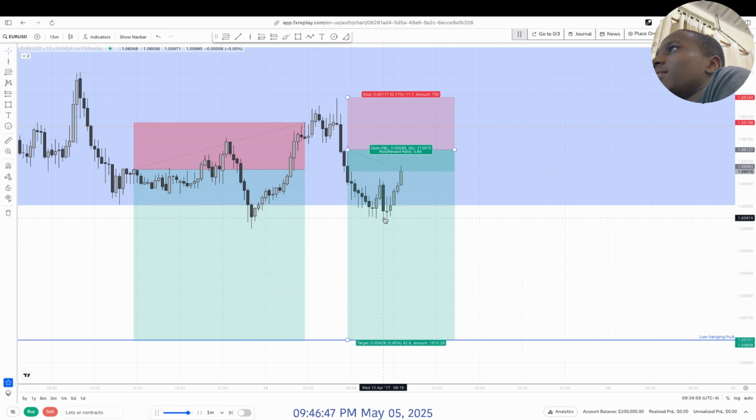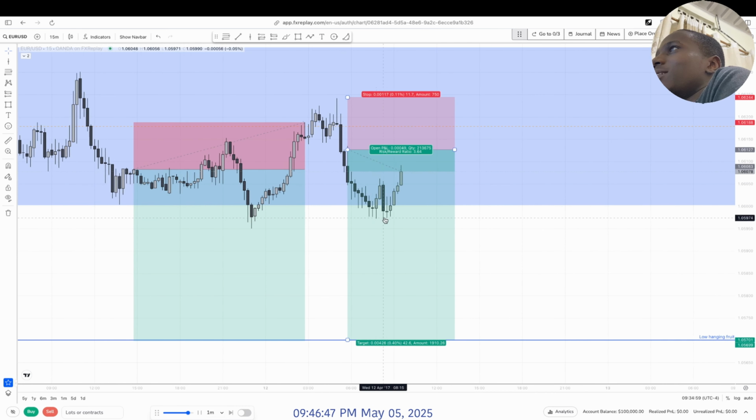Let's go on the 1 hour and see what was happening. So we've got this crazy candle there, and we haven't reached our low hanging fruit, so we haven't reached this point of liquidity. I also don't know why, so let's go back to the daily and see what these days have actually been doing.